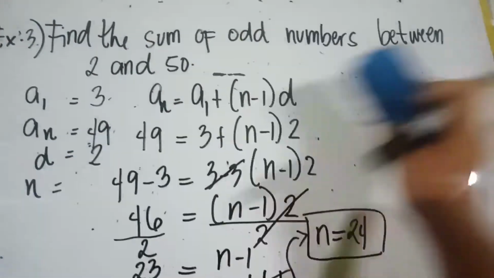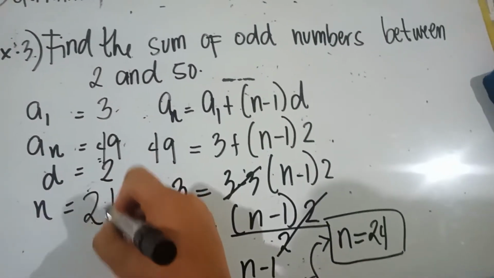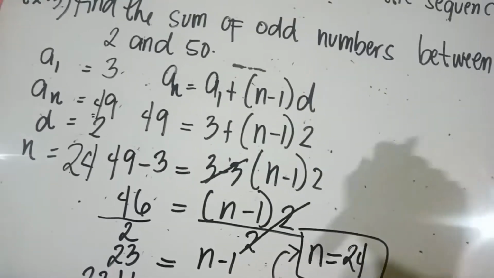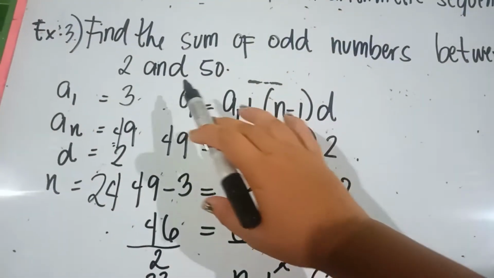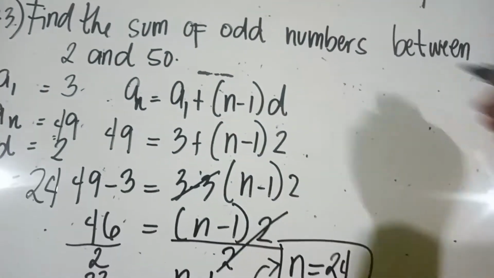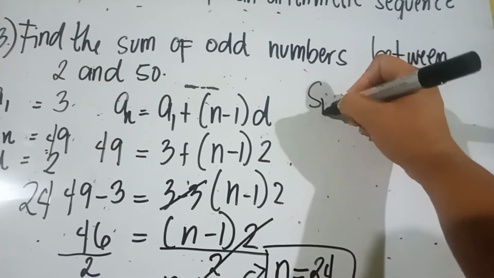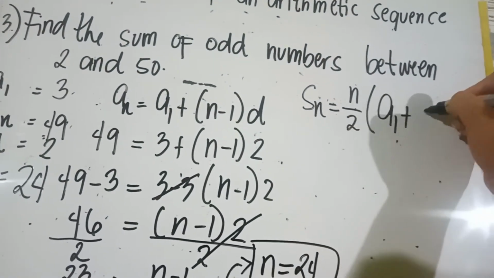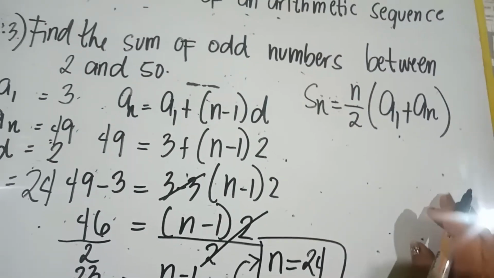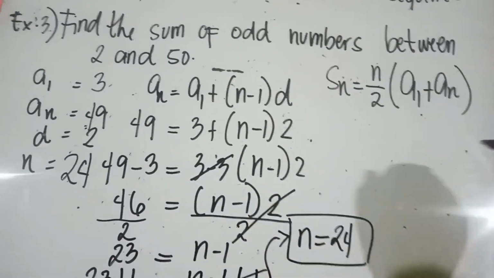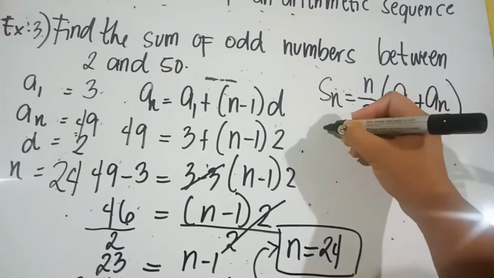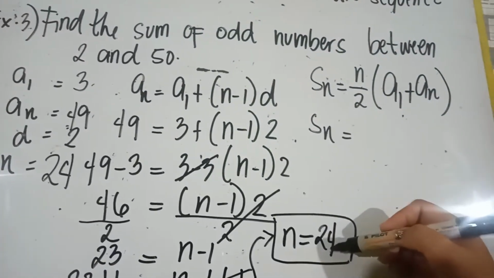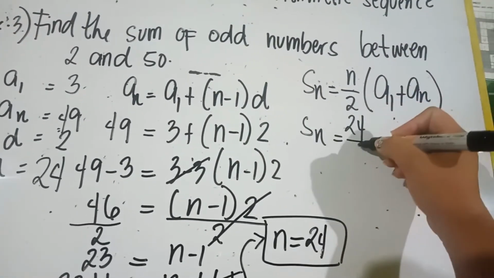So, palitan na natin yung question mark ng positive 24. Okay, so now we can proceed sa pagkuha ng sum ng odd numbers between 2 and 50. Using the formula, S sub n is equal to what? N over 2 times a sub 1 plus a sub n. Madali na lang sa atin dahil nandiyan na yung mga given. All we need to do is to plug in. So we have S sub n is equal to, what is the value of n? Okay, nakuha natin yung value ni n na 24 divided by what?